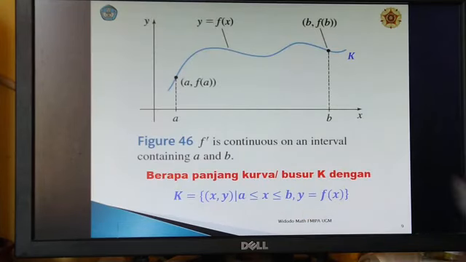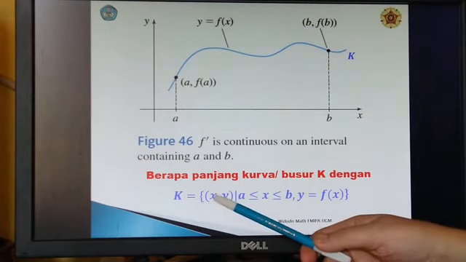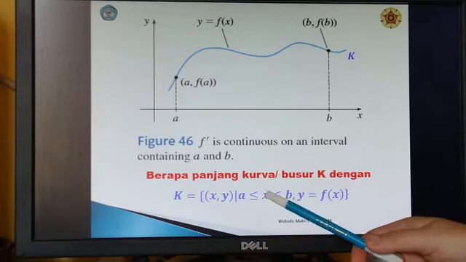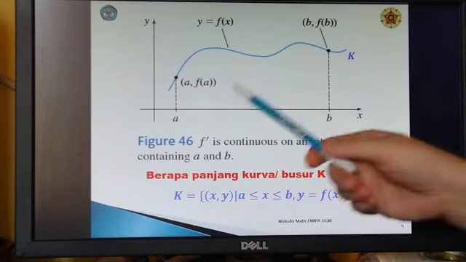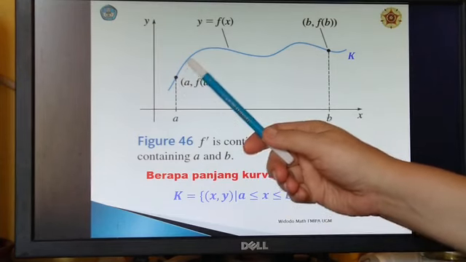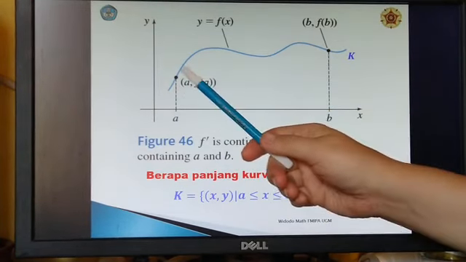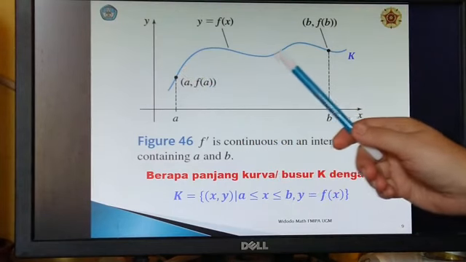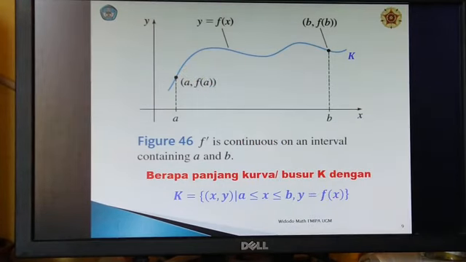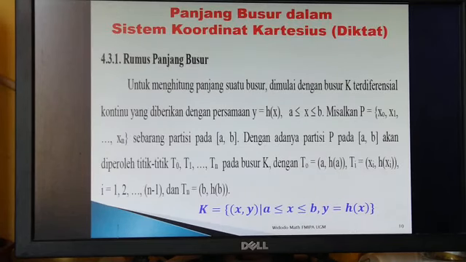What about the situation like this? If we have K, namely the set of (x, y), where x is between a and b and y is equal to f(x), then K is like this. The question is, what is the length of the arc K? In this section, we would like to find the formula of the arc length K by using definite integral. How to find that? How to find the formula?